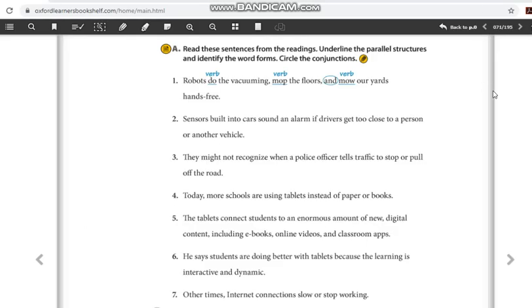Okay, let's go to page 71 in your book. On exercise A, you'll read the sentences, underline the parallel structures, and identify the word forms. Circle the conjunctions. So this is just like the practice that we just did in practice 1. Number 1 is already done for you. Go ahead and take a couple minutes to do this exercise. Press pause, and then press play when you're ready to go over the answers.